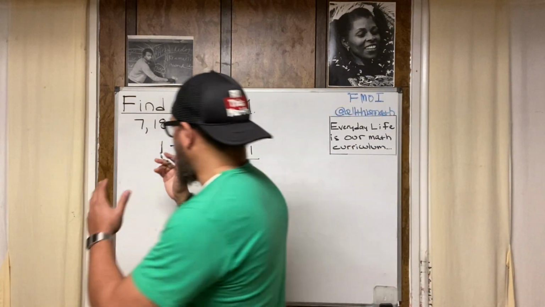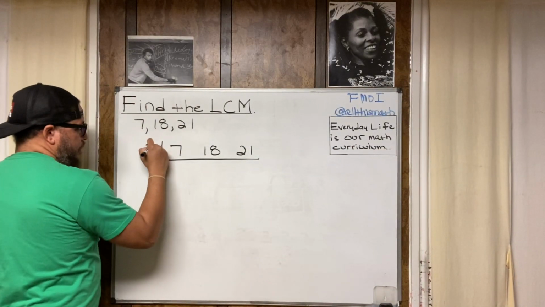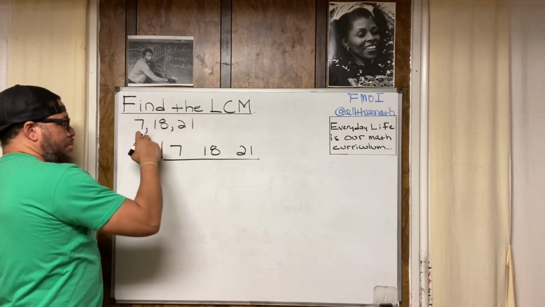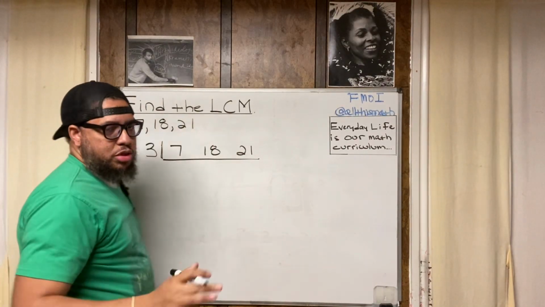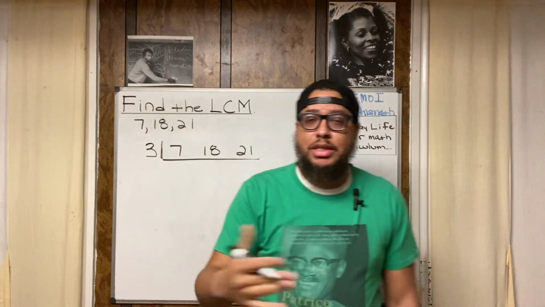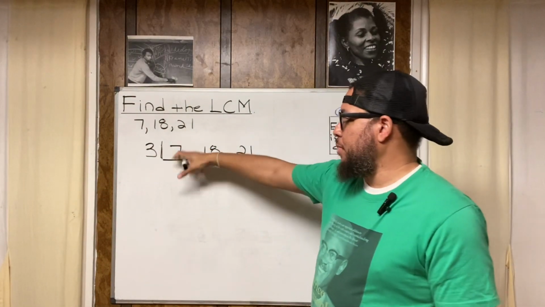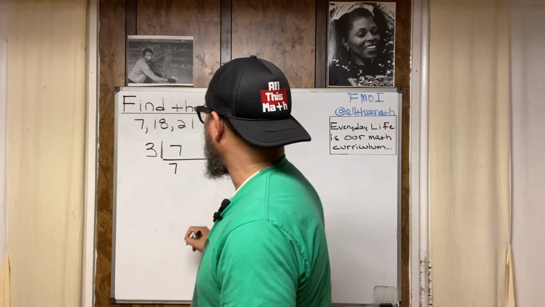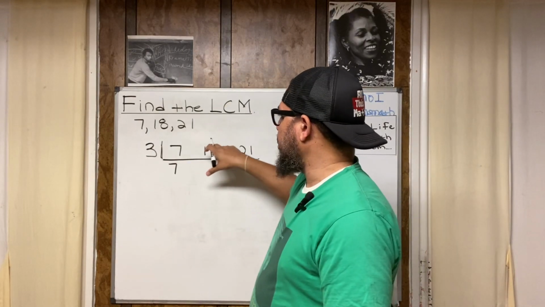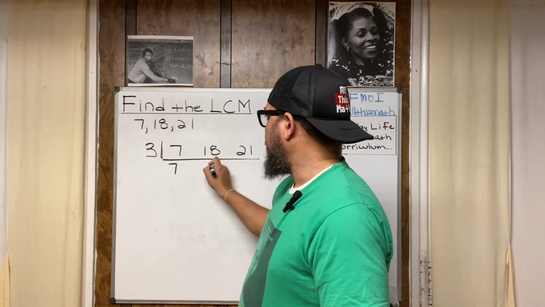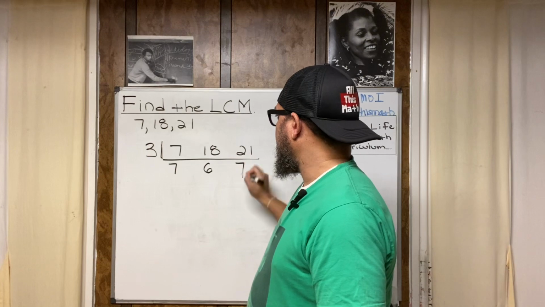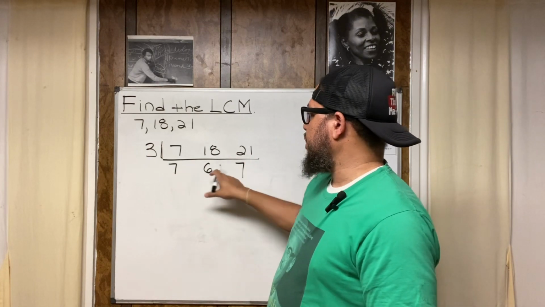All right, so you take that 3 and you write it out here, and then you divide each of the numbers by that number. Except for the 7, you don't divide the 7 by 3, because 3 is not a factor of 7, so you don't mess with the 7. All you do with the 7 is bring it down to the next level. But we are going to do 18 divided by 3, which is 6, and 21 divided by 3, which is 7. So now we've got 3 different numbers: 7, 6, and 7.